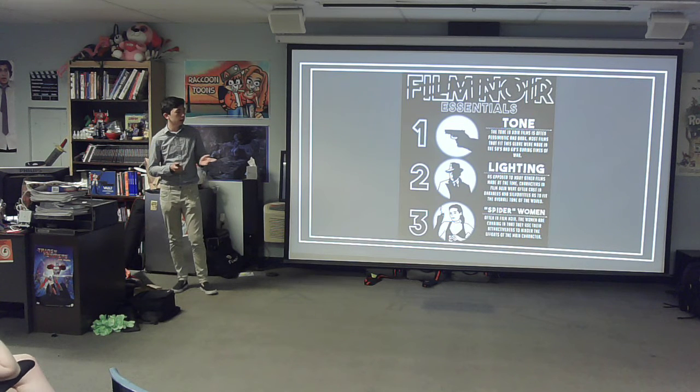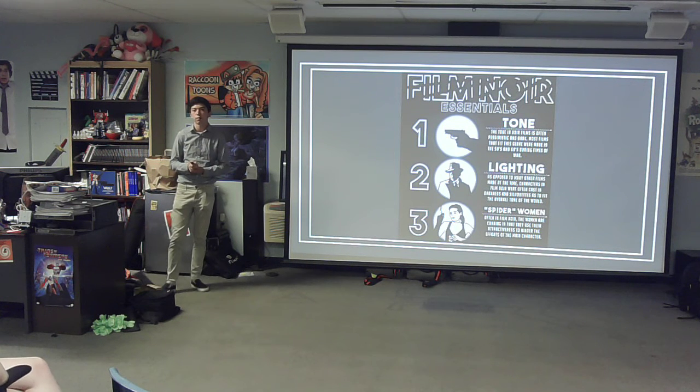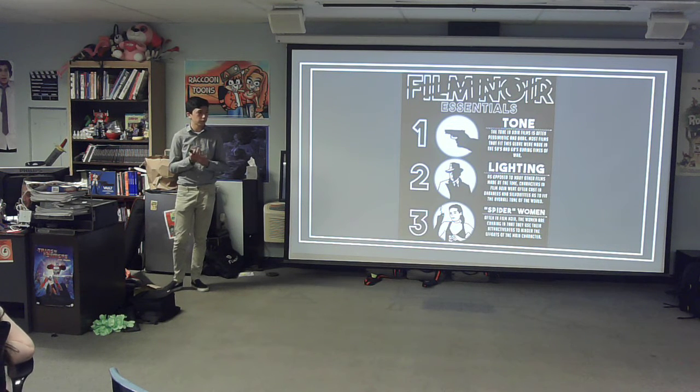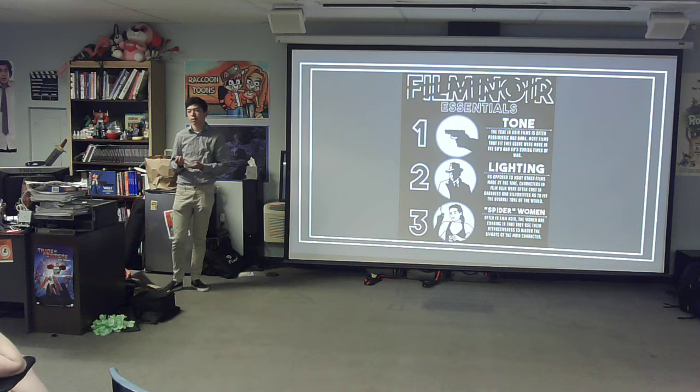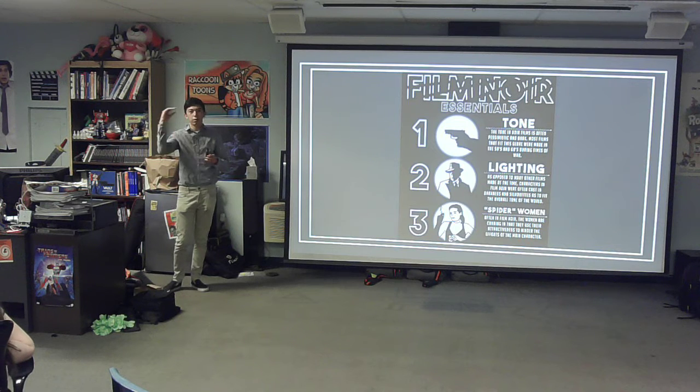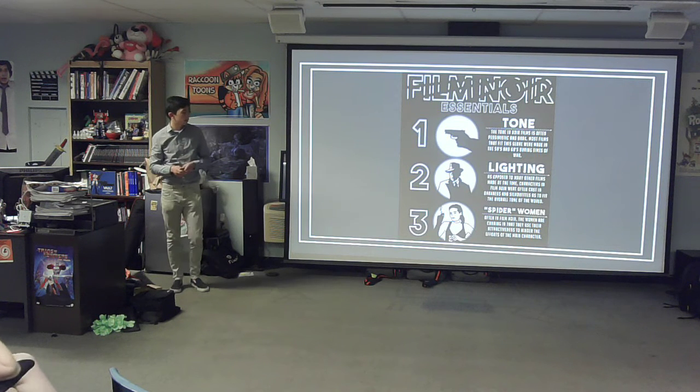Number two is the lighting. They would cast their subjects in darkness often. This was not a typical thing to do in Hollywood, because they always wanted lights on their subjects. But in film noir examples, they would have half of their face lit, or they'd have silhouettes, or they'd have the lighting where you only see the blinds on their face.